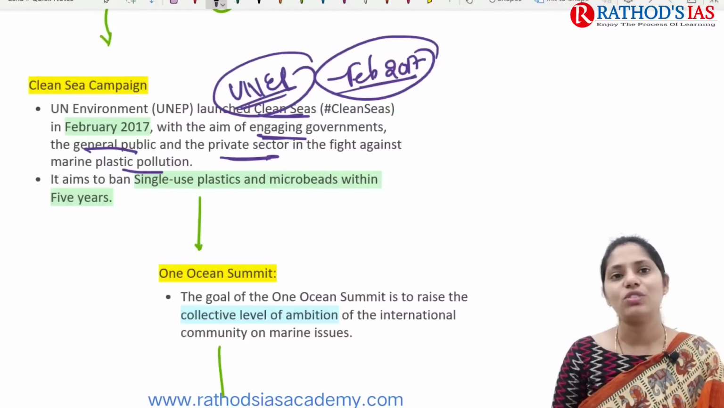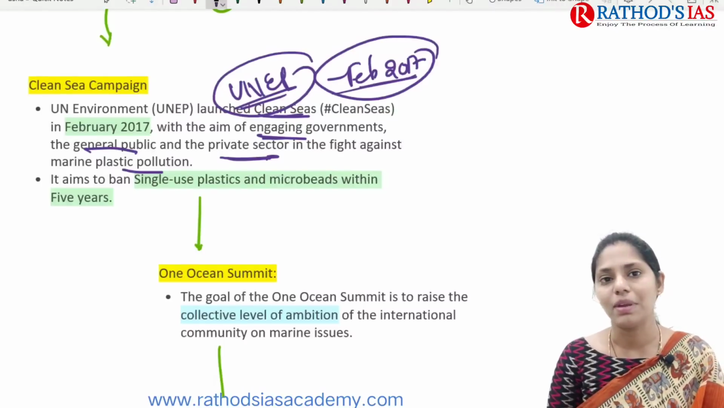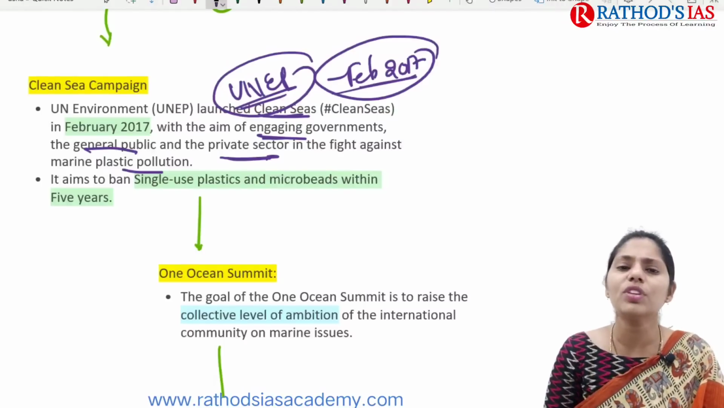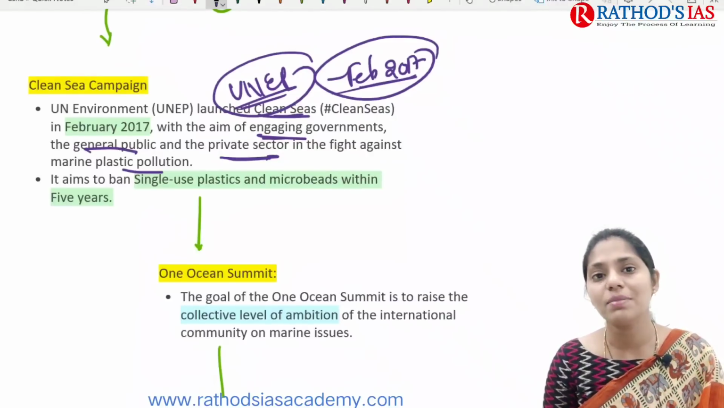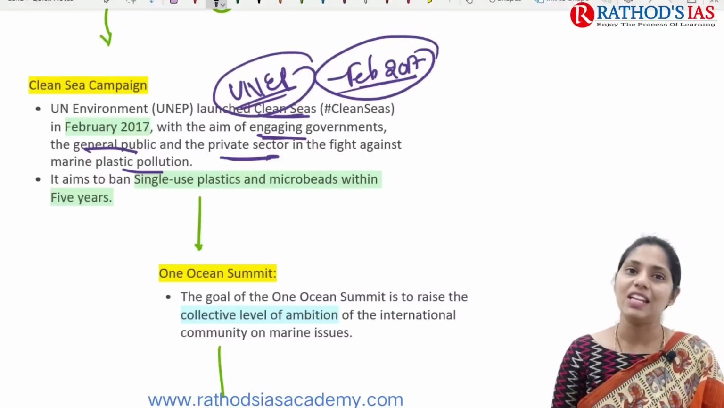As we all know, in the Pacific Ocean we have the Great Pacific Garbage Patch. Yes, because of this plastic, there is a large amount of adverse impact that is seen in the marine ecosystem.